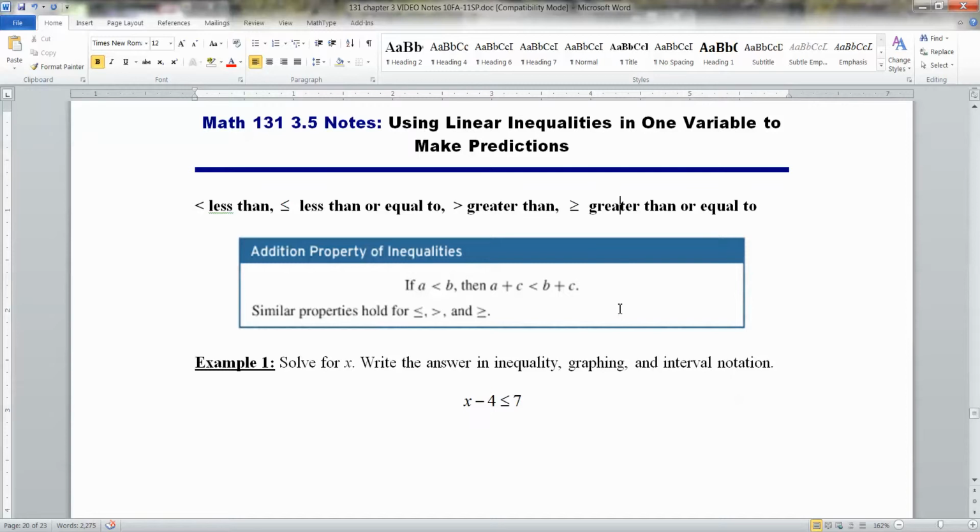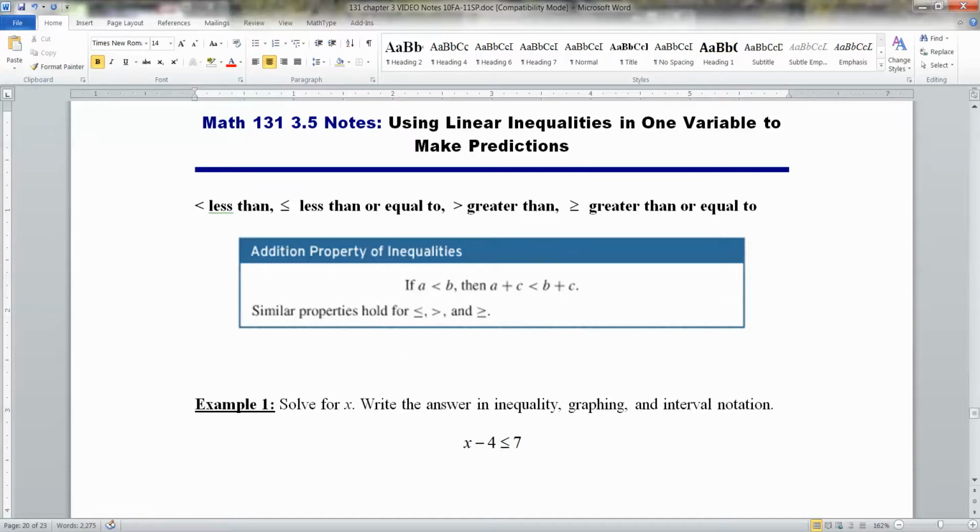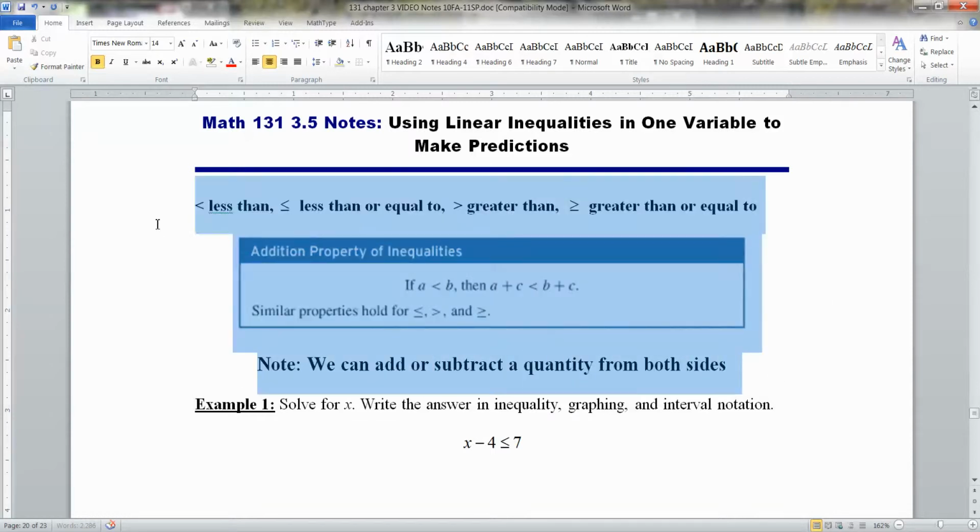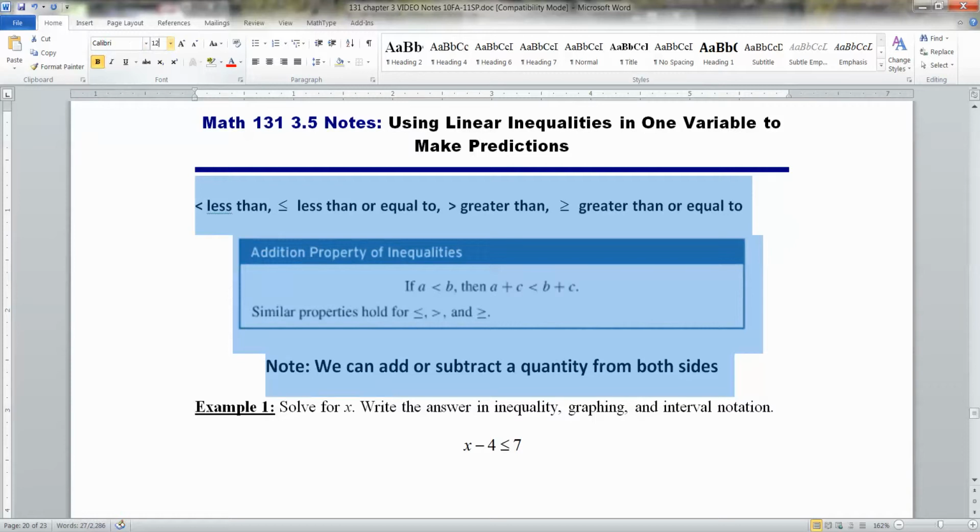Now, there are several properties of inequalities that you have to know, and they're not actually that hard. The first one you already know because it's just like equations, namely that in an inequality, any of the symbols, they're showing the less than one, but it'll work for any of the four, you can add something to both sides. And if you can add something, that also means you can subtract as well. So note, what this is saying is that we can add or subtract a quantity from both sides. That's basically all they're telling you in a nutshell. It's written in math speak, but that's what they're talking about.